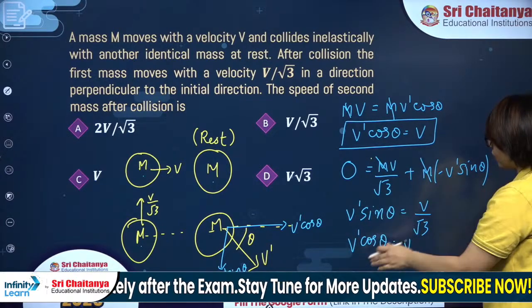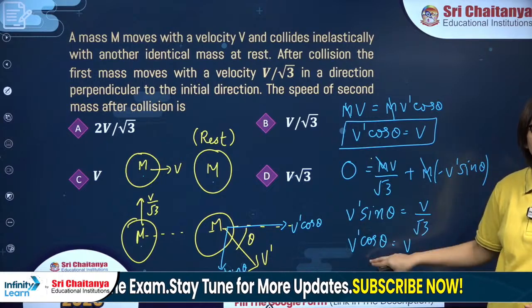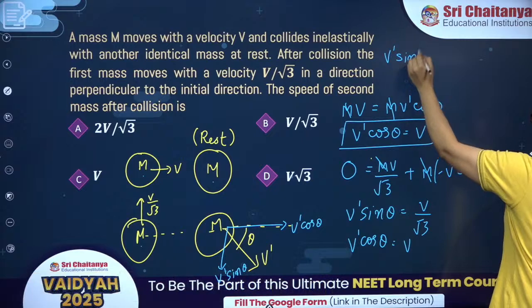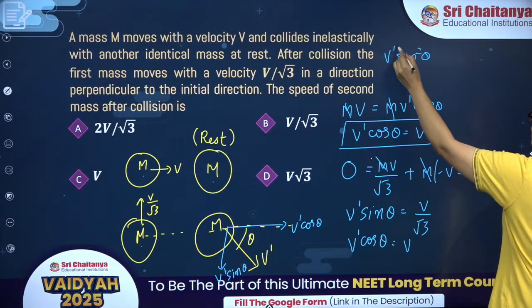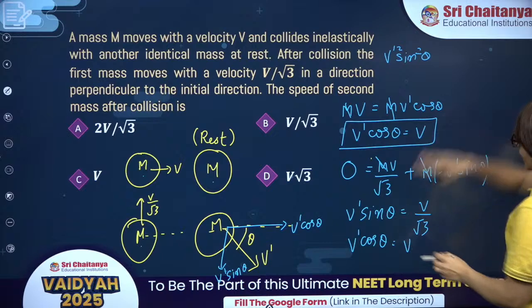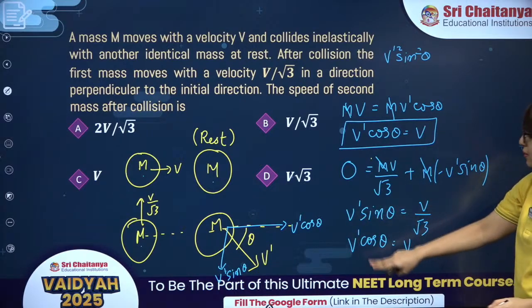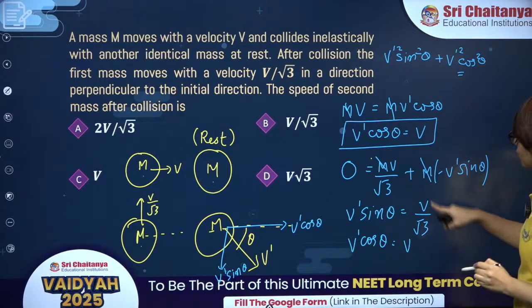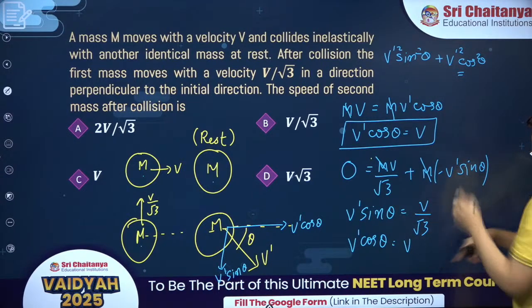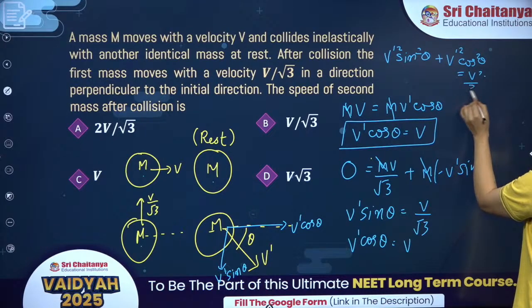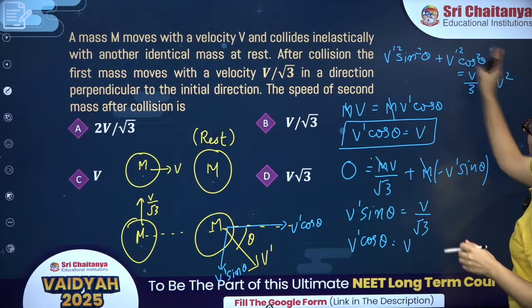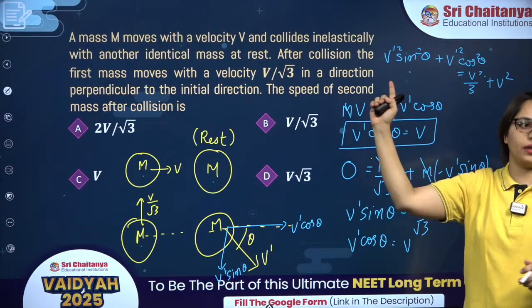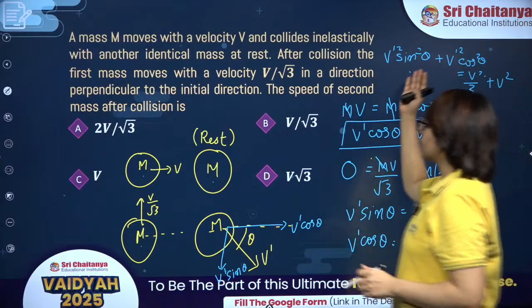and we have v dash cos theta as v. Now what you do is you square these two equations, beta. Square these two equations. So we have v dash square sin square theta and v dash square cos square theta. Square and add. After squaring, add, and it should be equal to v upon root 3 square plus v square. So it is v square upon 3 plus v square like this. Now if you take v dash square common, it will be sin square theta plus cos square theta, which is 1. V dash square common, sin square theta plus cos square theta will be 1.